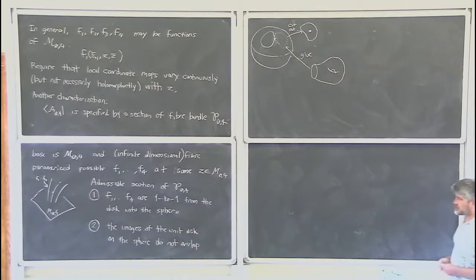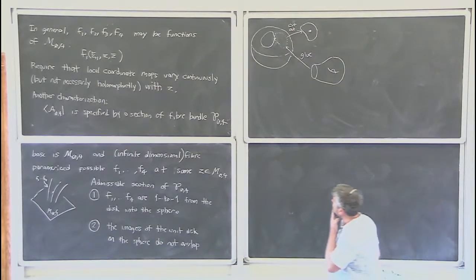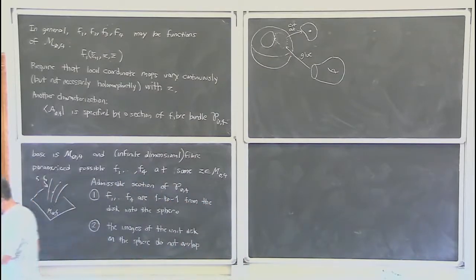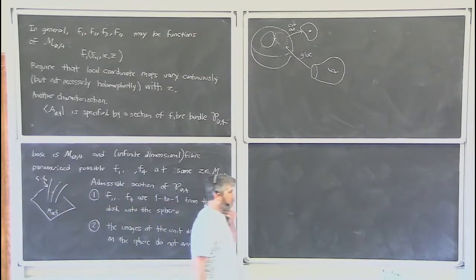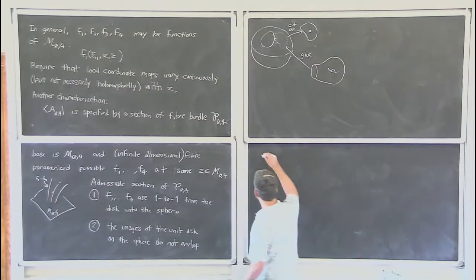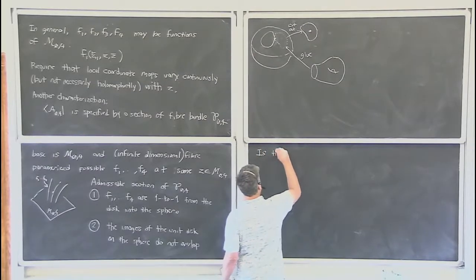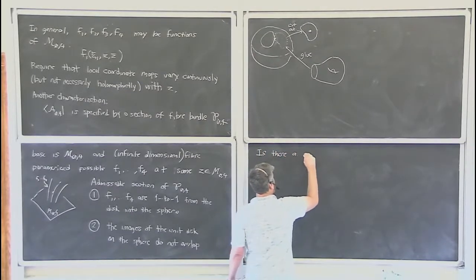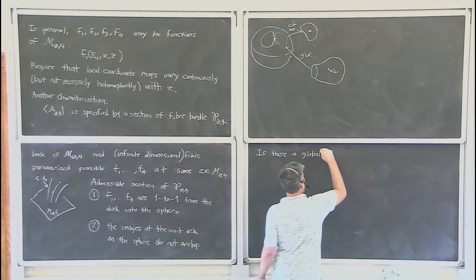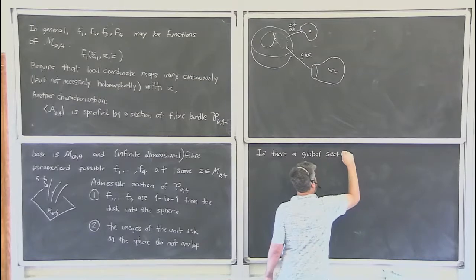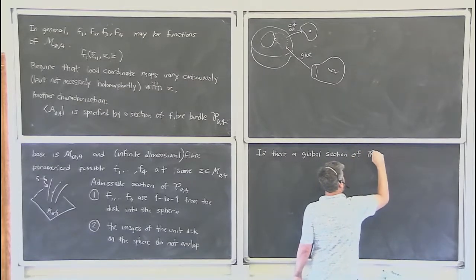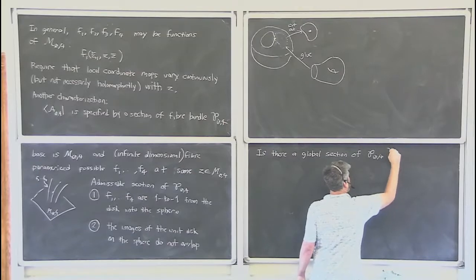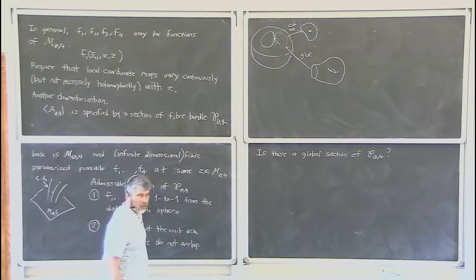Okay, so it seems that to define our off-shell 4-point amplitude, we need a section of P04. But in fact, since we have to integrate over the entire moduli space, it seems we need a global section. So the question is: is there a global section of P04? Okay. And the answer is no.